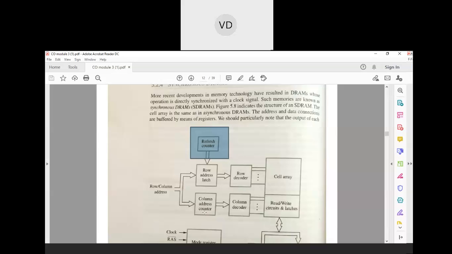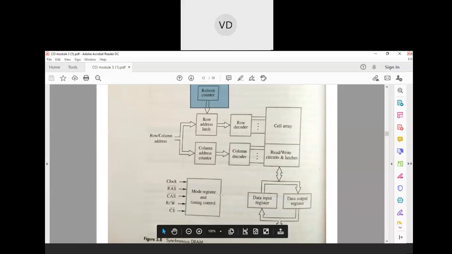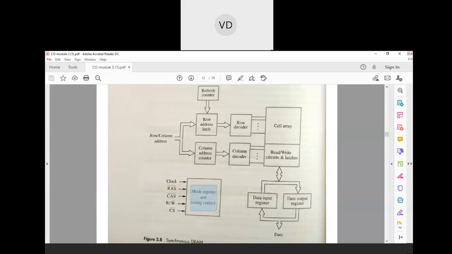So once you are reading a row, that complete row will be refreshed. Like this we are going to do here. And we are having different burst modes of operation. We are having here a mode register. What is this mode register doing? Mode register will tell you the mode of operation. We will be transferring the bursts of data here.